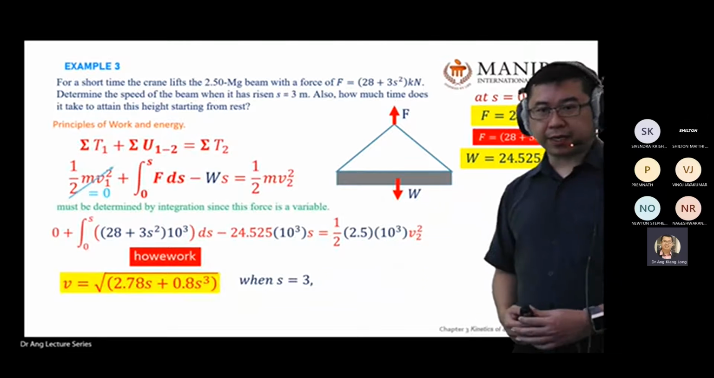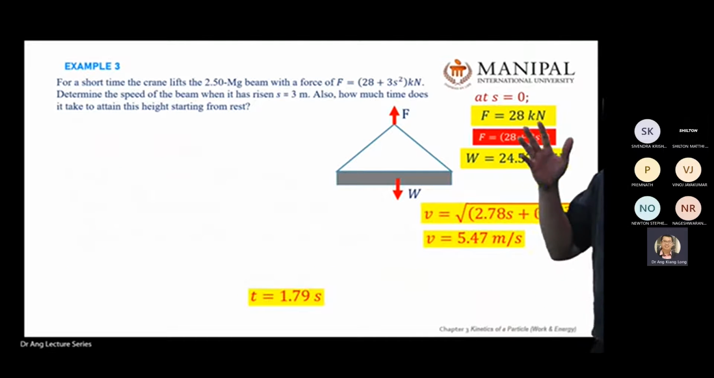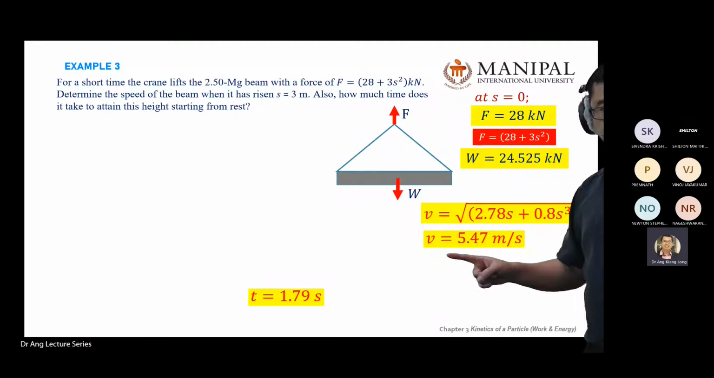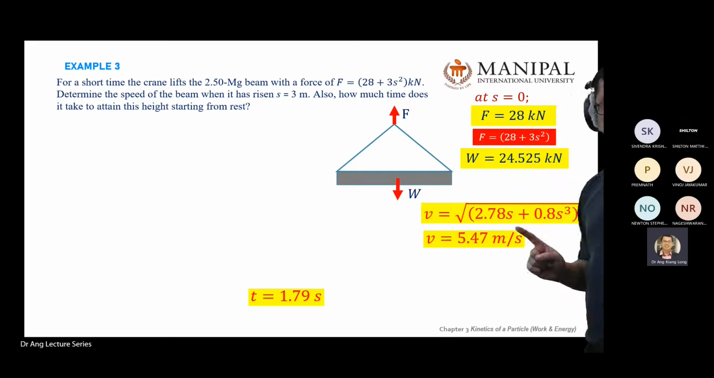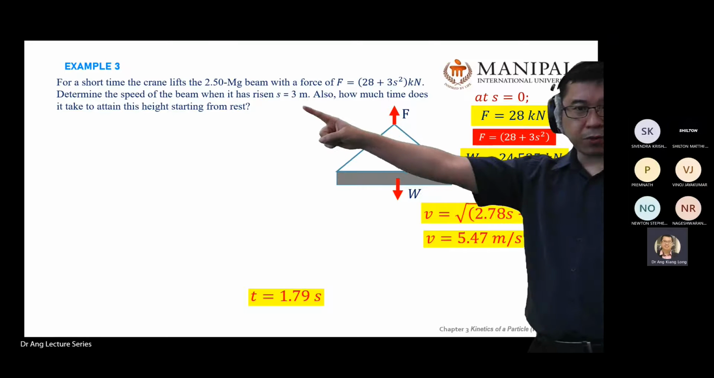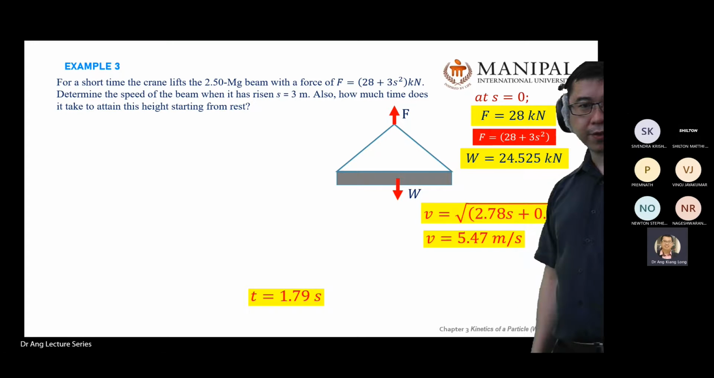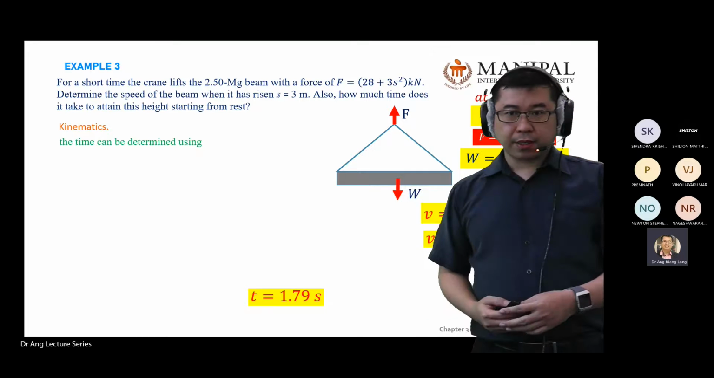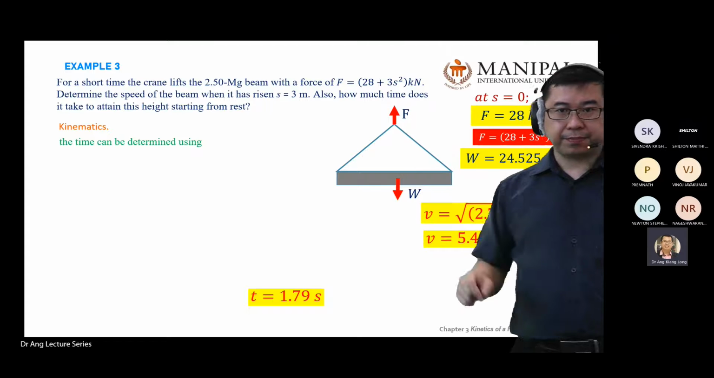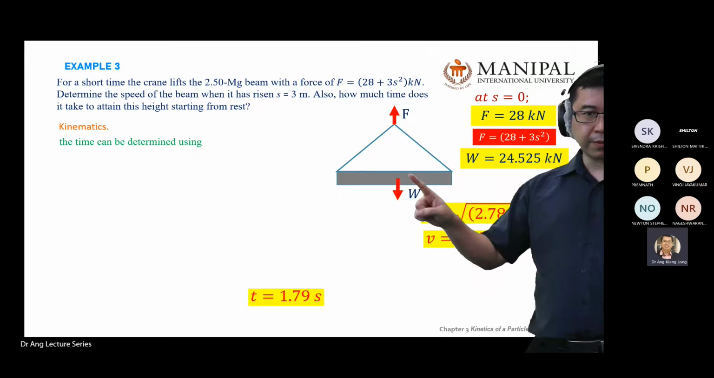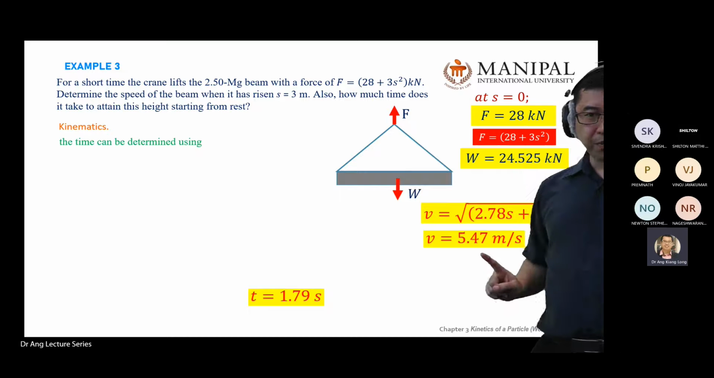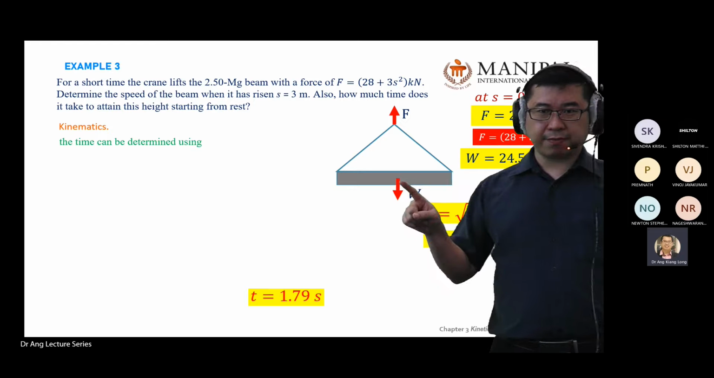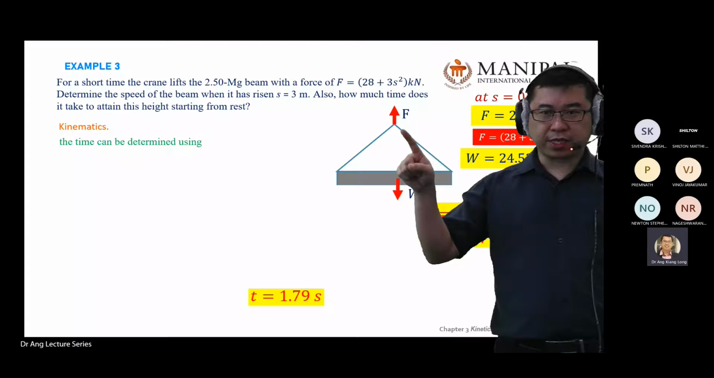Okay, so I pull my answer to my left hand side, right hand side. My V has an equation, and this is the velocity when my displacement or my position is at 3 meters. I get 5.47. Now we need to find the time. How much time does it take to reach 5.47 meter per second, or what is the time it takes from 0 to 3 meter?